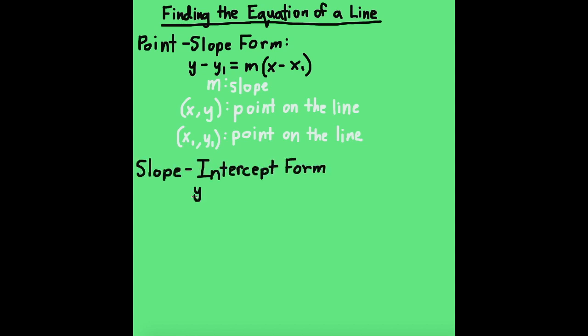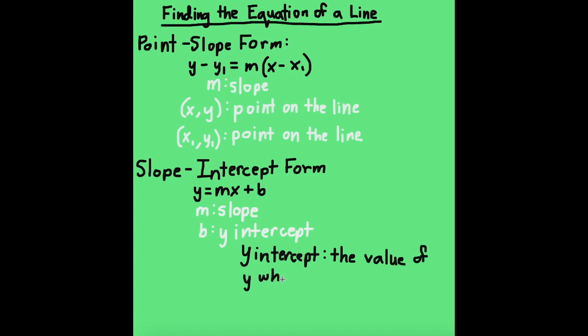Slope-intercept form is y equals mx plus b. M is the slope and b is the y-intercept. The y-intercept is the y value when x is 0. Let's do some practice problems.